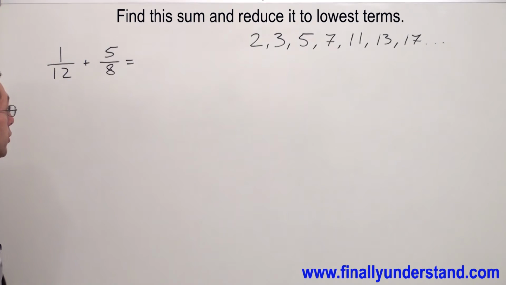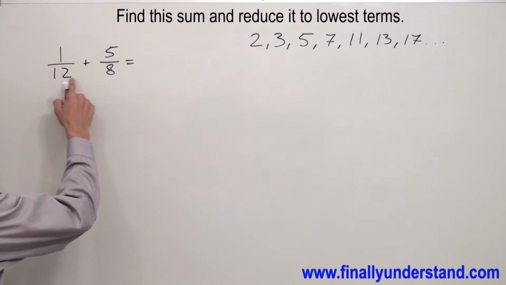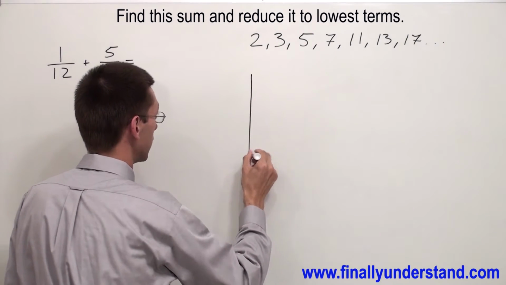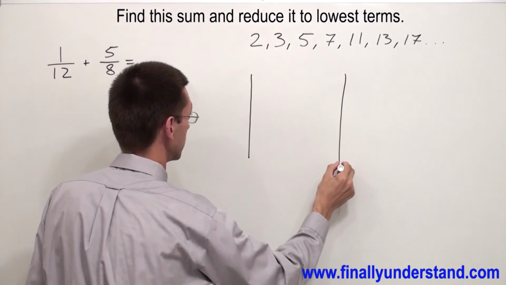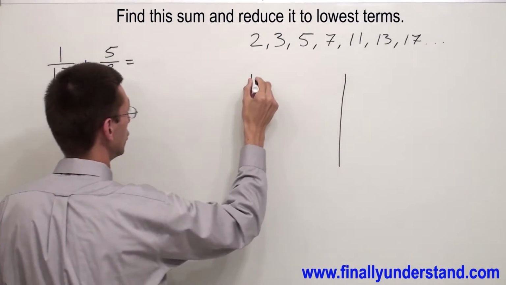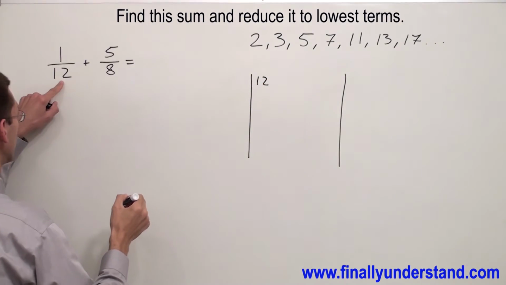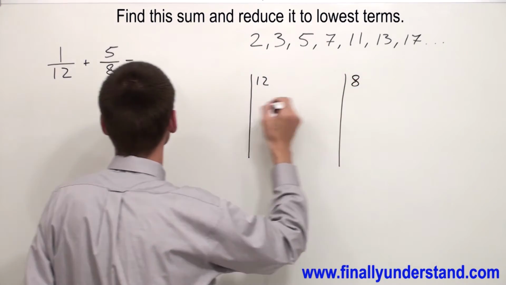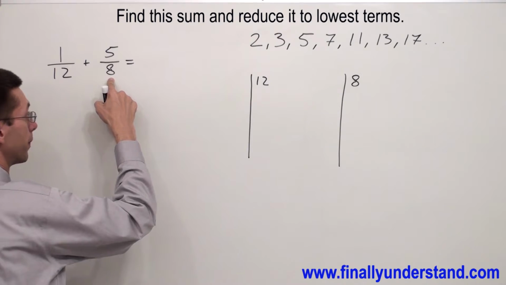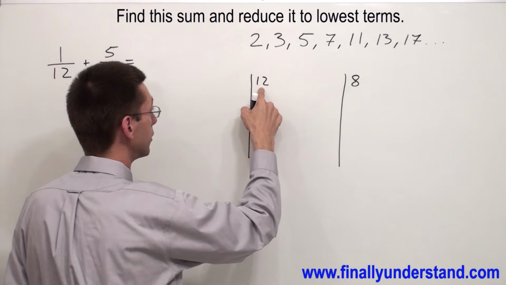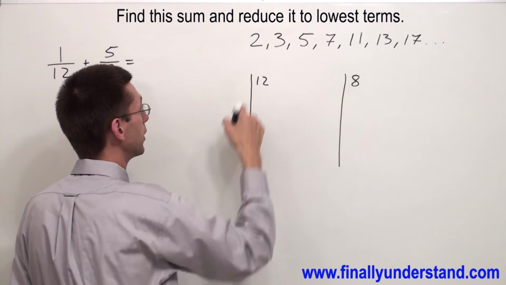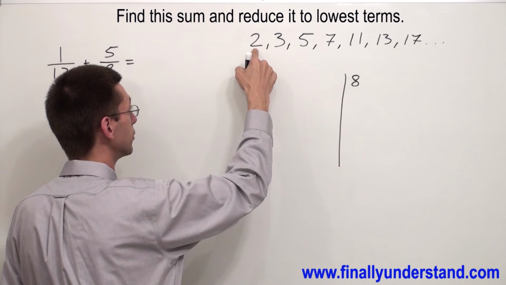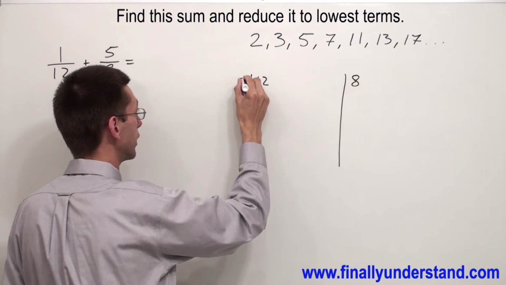So what we're supposed to do first, if you cannot see that the common denominator is 24, simply I draw two lines. Next to one line I'm going to write 12. 12 is my first denominator. Next to the second line I'm going to write 8. This is my second denominator. Now I have to divide 12 by prime numbers. I always start from the lowest one. 12 is divisible by 2. So I'm going to write 2 over here.